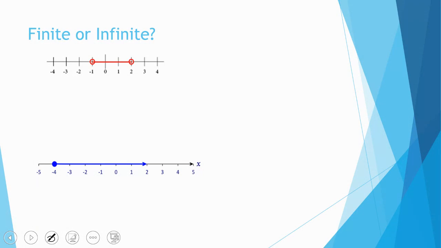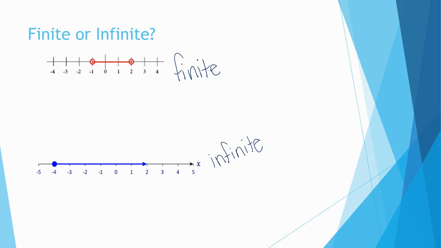Looking at this first red one here, is this finite or infinite? We know that this is finite because it has two endpoints. The blue one definitely has to be infinite. We've got an arrow showing that it's going to go on forever. So again, really easy, just look at the graphs. You can see two endpoints means it's finite, at least one arrow, sometimes two arrows, means that we're talking about something that is infinite.